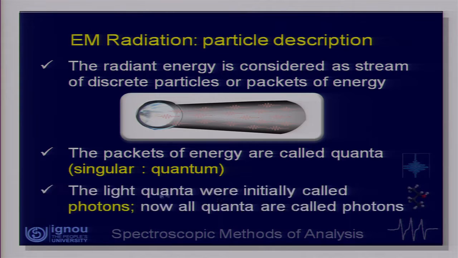And the light quanta, because when you talk about EM radiation, we are talking in general, all kinds of radiations are taken care of, whereas when we confine ourselves to light, the term used is photon. So, the general term is quanta or quantum for electromagnetic radiation. In the context of light, they are called photons. And nowadays, typically we call them photons only.